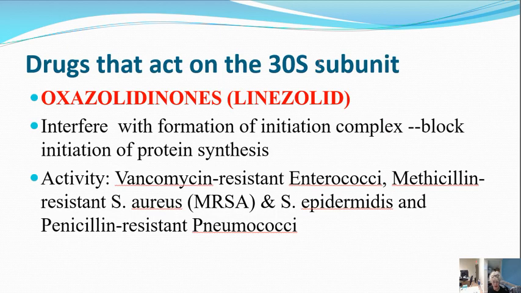Drugs that act on the 30S subunit: linezolid interferes with the formation of the initiation complex. They block initiation of protein synthesis. Activity: vancomycin-resistant enterococci, methicillin-resistant Staph aureus, nasty, nasty bugs, Staph epidermidis, and penicillin-resistant pneumococci. So we really want to hold off giving these; they're the big guns. Why do I say that? Because if we're too lax and we give big guns too much, what do you think will happen to the bacteria? It'll figure out a way, right? Eventually, it'll figure out a way to block it.